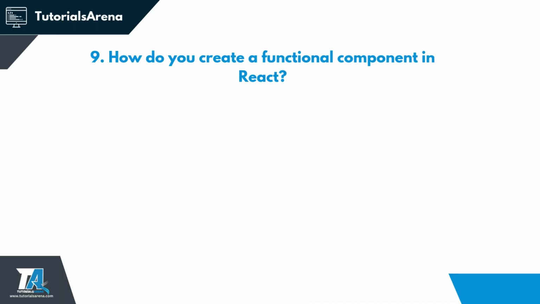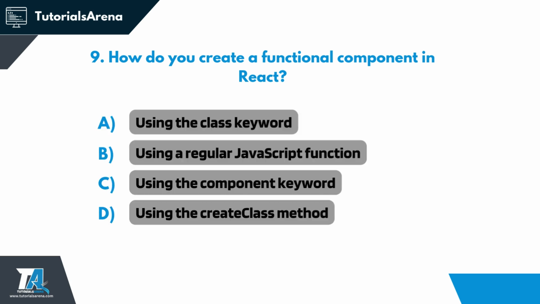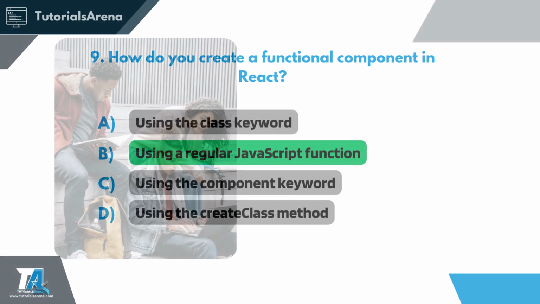Question 9. How do you create a functional component in React? The options are: Option A, using the class keyword. Option B, using a regular JavaScript function. Option C, using the component keyword. Option D, using the create class method. The correct answer is Option B, using a regular JavaScript function. Moving on to the next question.